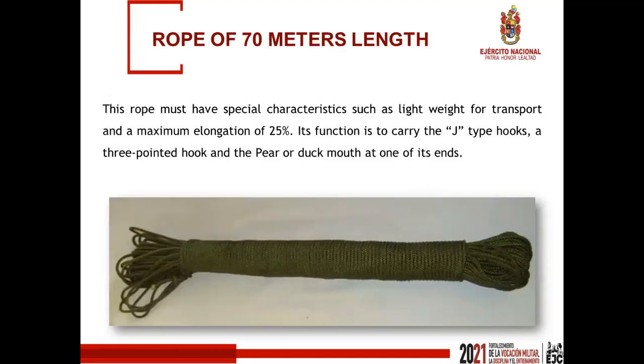Rope of 70 meters length. This rope must have special characteristics such as being lightweight for transport and a maximum elongation of 25%. Its function is to carry the J-type hooks, a three-pointed hook, and the pier or duck mouth at one of its ends.